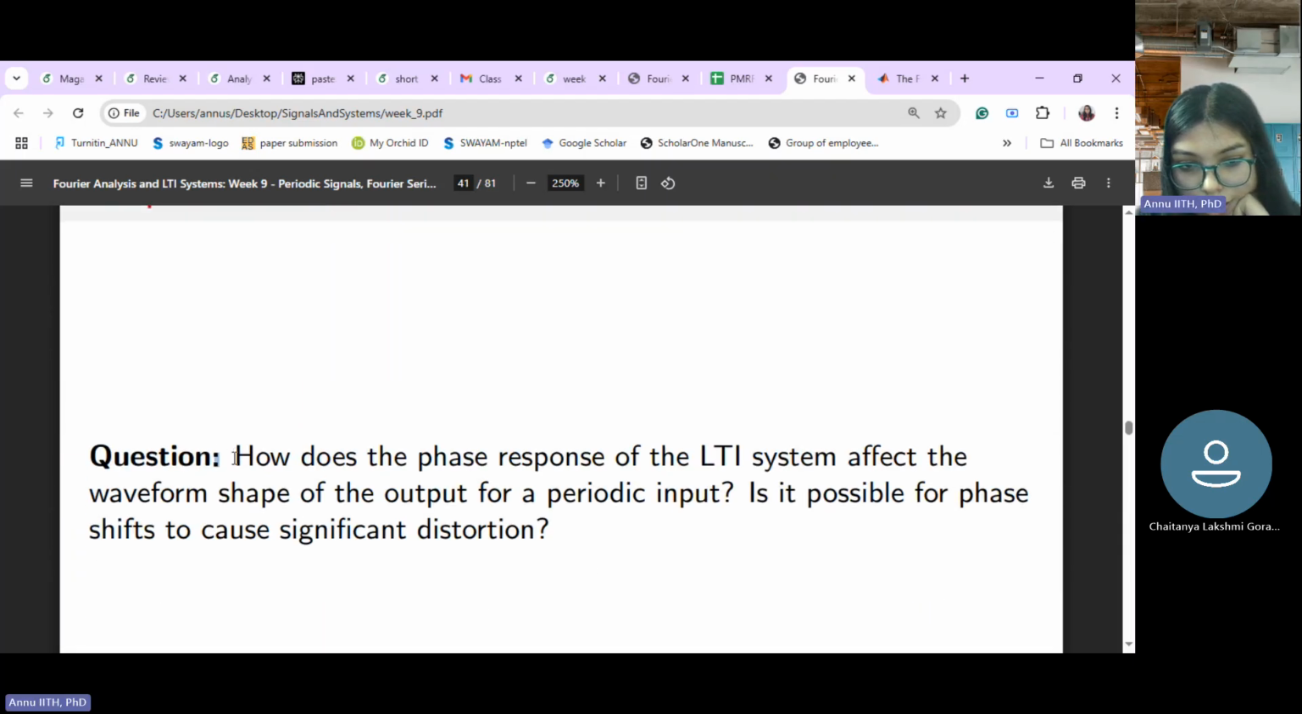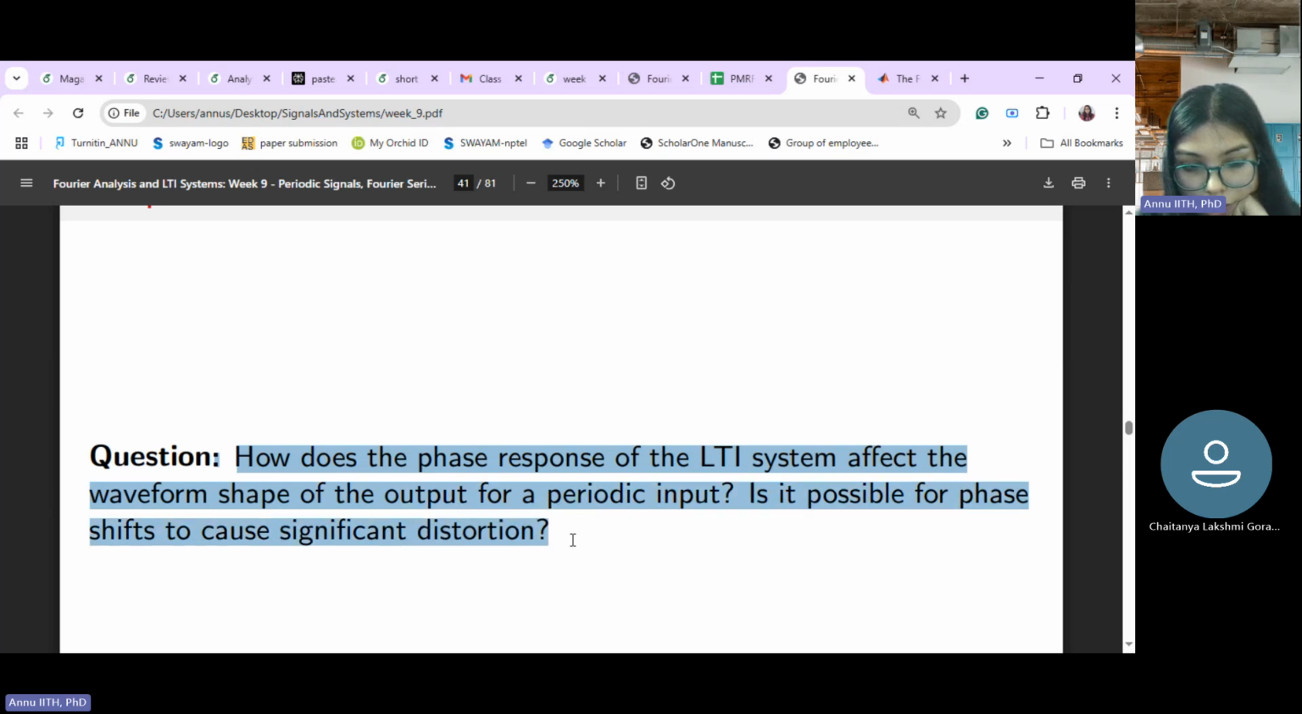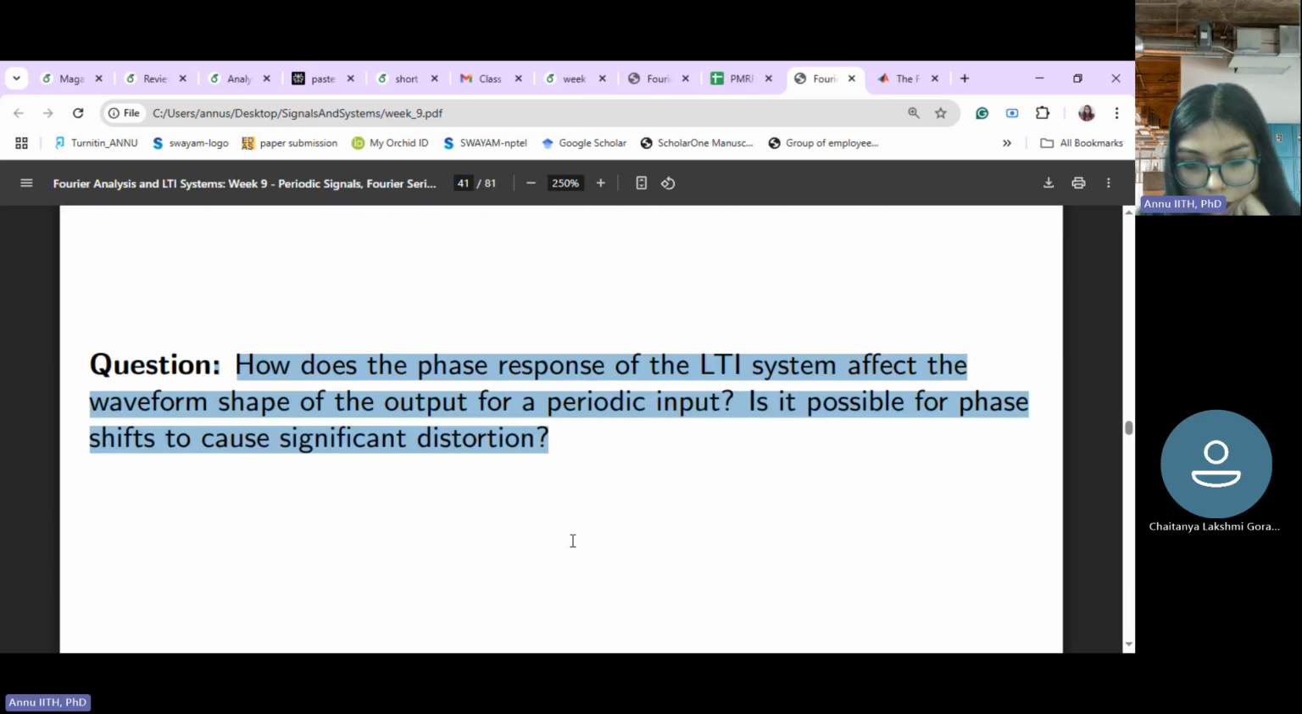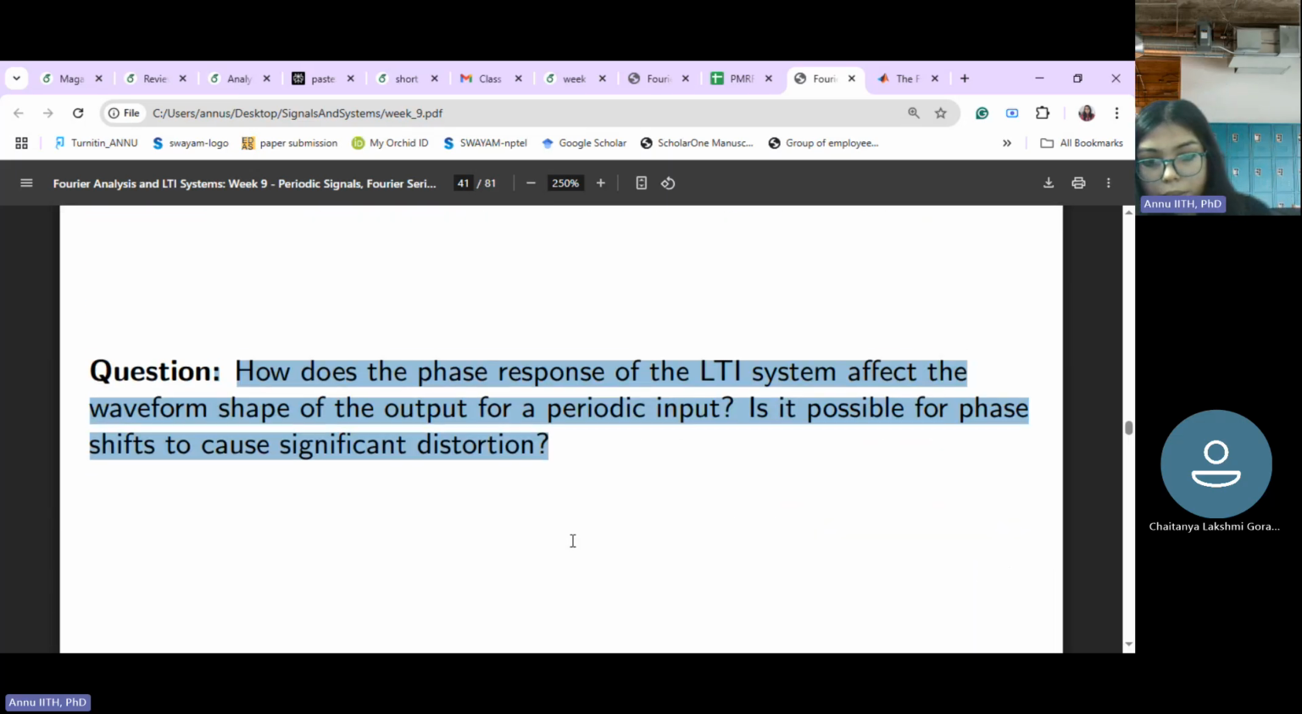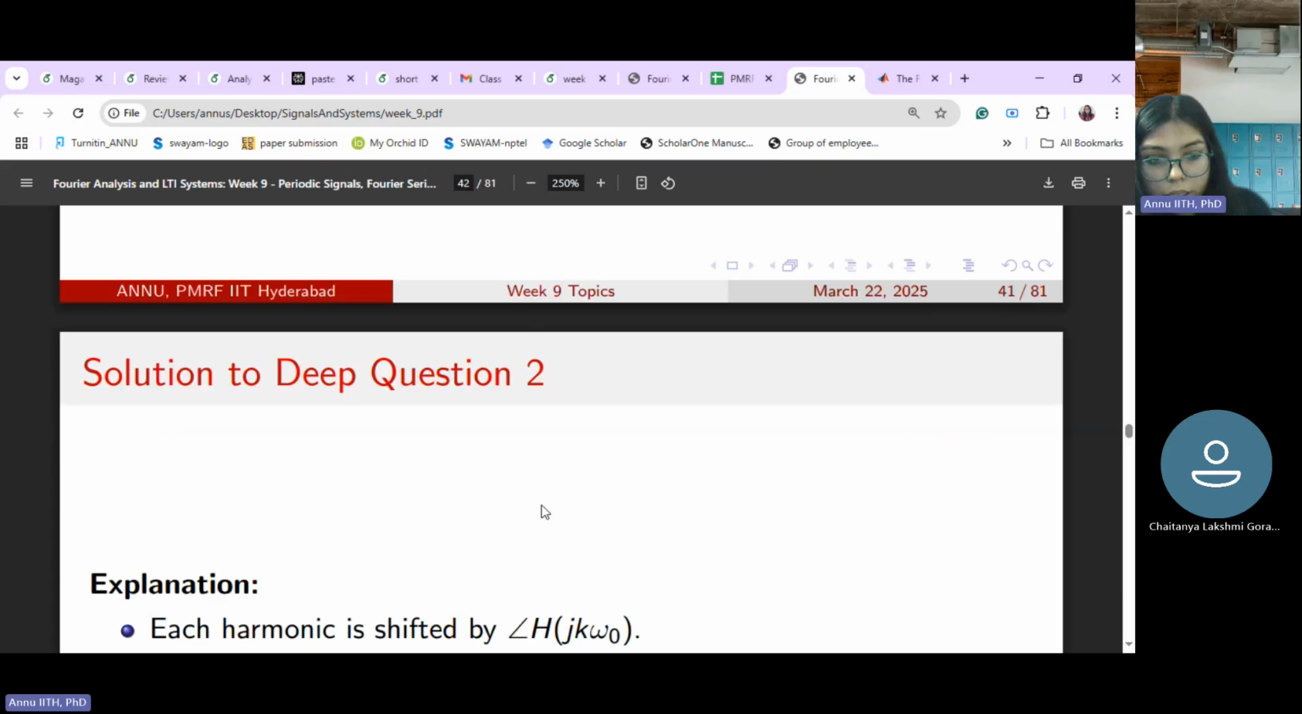So the question is, how does the phase response of an LTI system affect the waveform shape of the output for a periodic input? Is it possible for phase shifts to cause significant distortion? I want you to first explore this. I'm giving you the solution also, so just try to get through that.